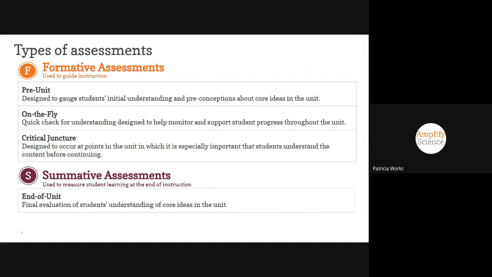Critical juncture assessments occur at the end of each chunk of instruction for each progress build level. Each assessment is designed to provide information about student learning progress and then ways to tailor instruction to meet student needs.